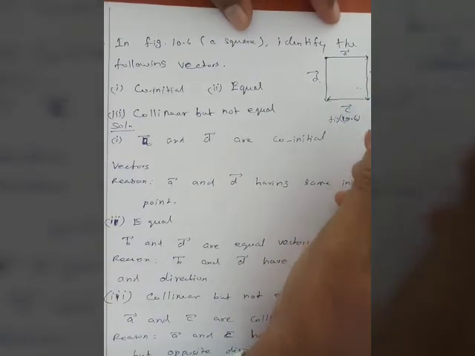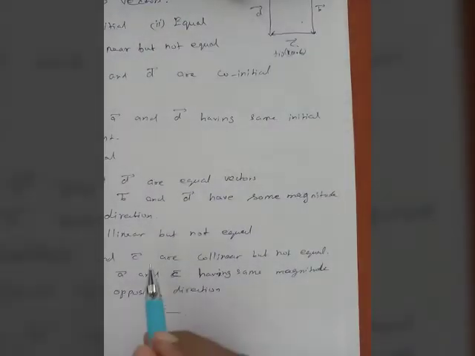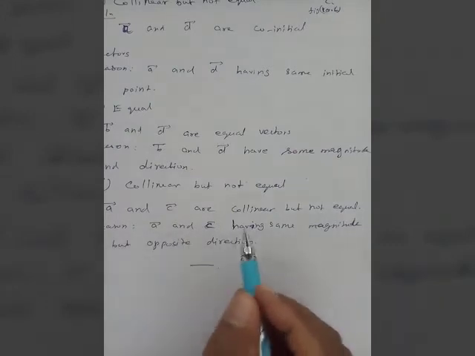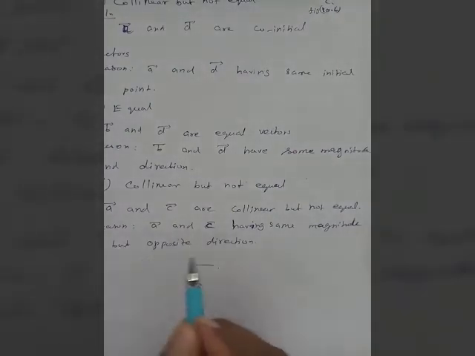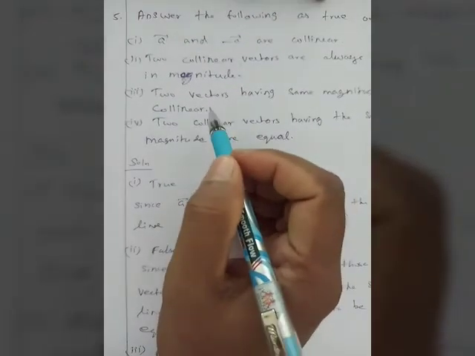They asked collinear but not equal. So the answer is A vector and C vector. A vector and C vector are collinear but not equal, since they have the same magnitude but opposite directions. Do you understand? Now the problem number 5.